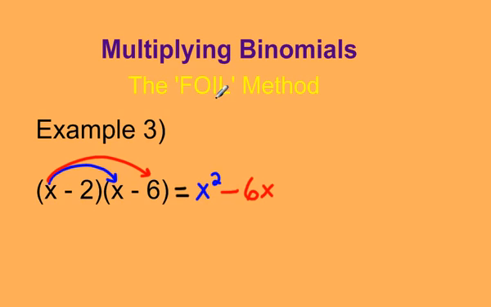Now we're at the I. I stands for inside, so we're going to take these two inside terms. Negative 2 times x gives us negative 2x. And the L in FOIL stands for last. So we're going to take our two last terms. Negative 2 times negative 6. Now careful here. We have a negative 2 times a negative 6. When we multiply two negatives together, they become a positive. And 2 times 6 is 12.